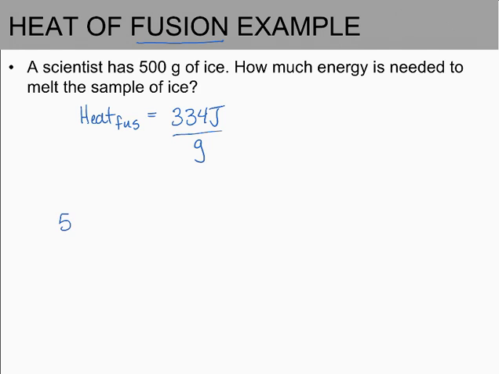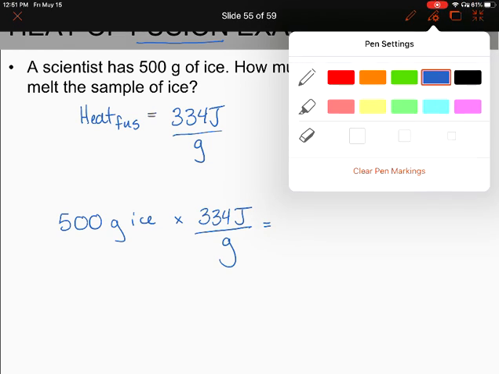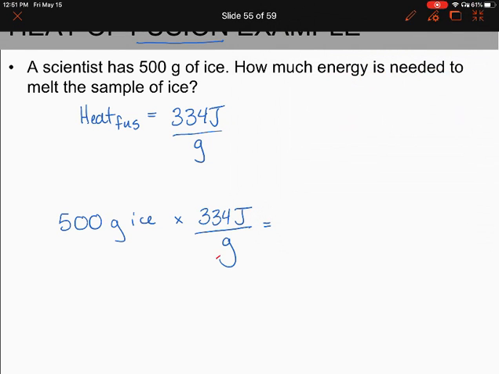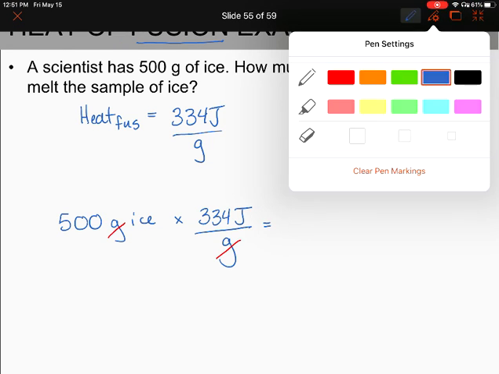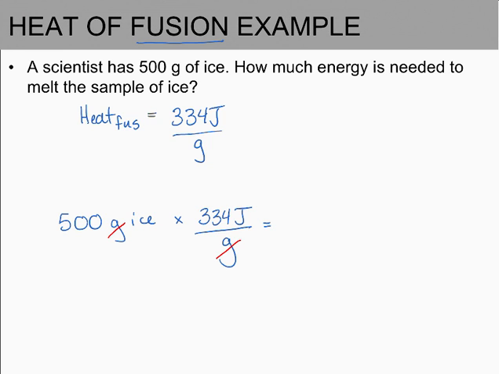Okay, so let's start with the amount of ice, which is 500 grams. And then we're just going to multiply that by the heat of fusion. Grams cancel, so we'll end up with joules, which is what we want. We want energy here. And 500 times 334 gives us 167,000 joules.